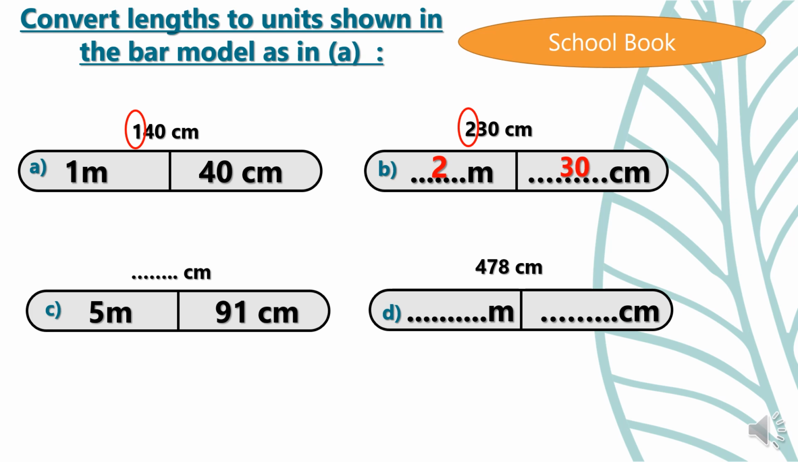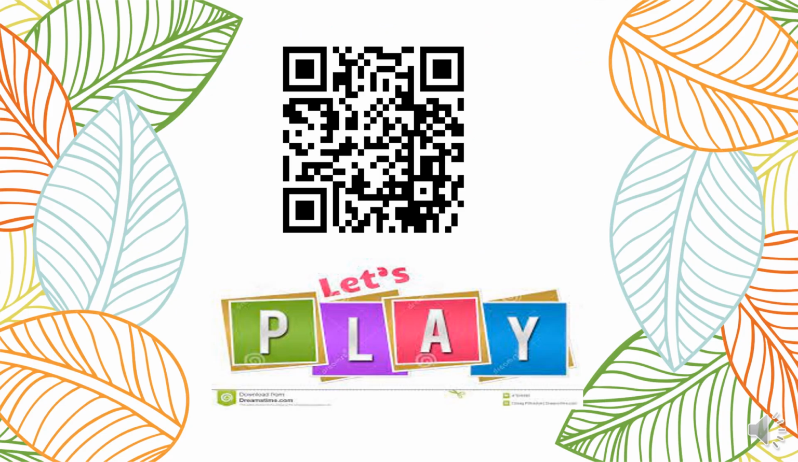Next one, here we have 5 meters and 91 centimeters. So let's start by adding 2 zeros to 5 meters, so it will be 591. Next one, in the same way, where is the 100 place? 4, so write 4 in meters, and the rest of the number, 78, in centimeter place. Now let's play a game by scanning that code.